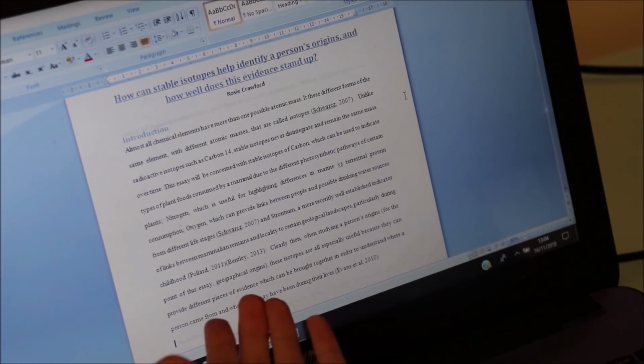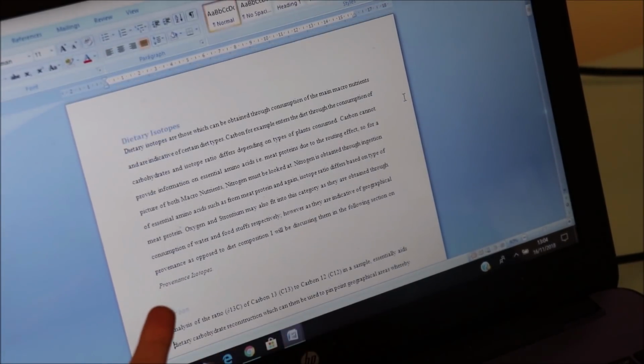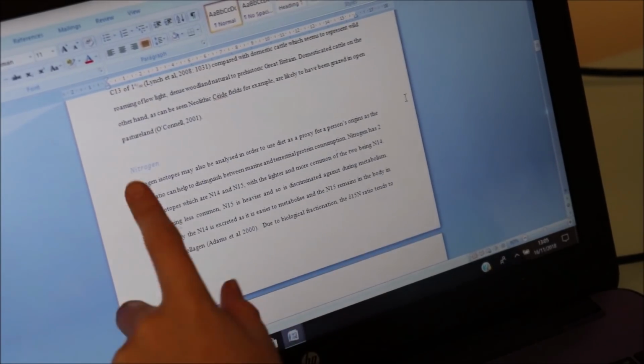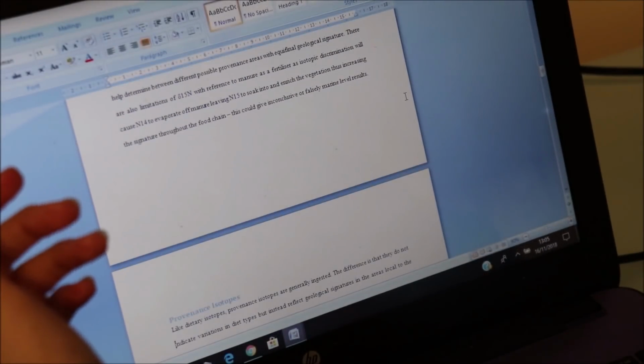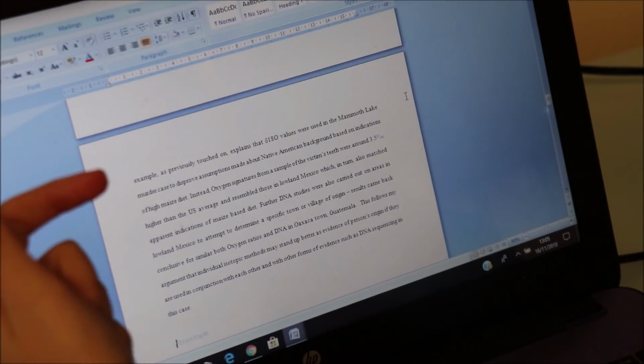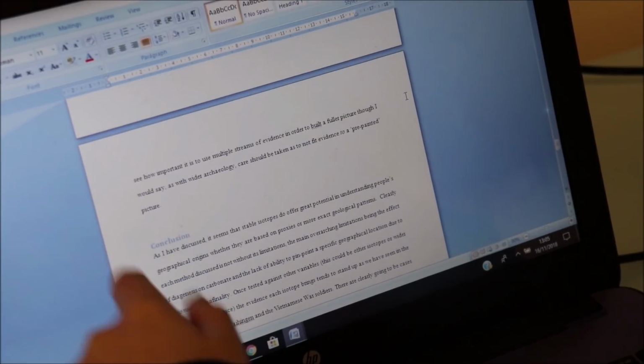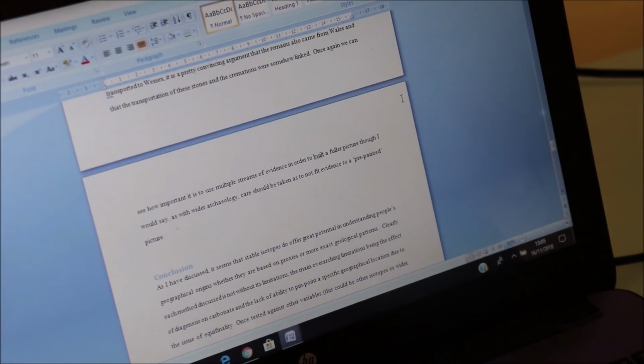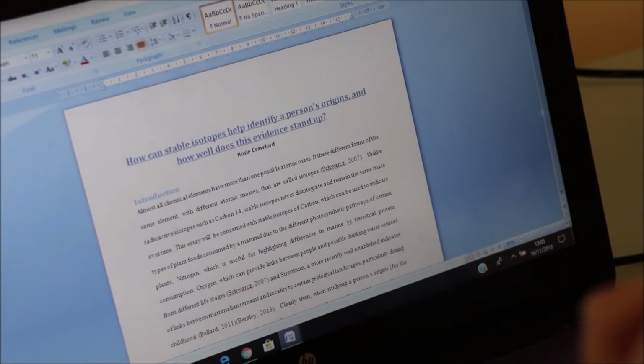I have my introduction, dietary isotopes introduction, carbon section, I missed that, nitrogen section, provenance isotopes, oxygen, strontium, conclusion, and my references. And all of that comes to 3,110 words, which is too many words, but oh well. The thing with Oxford essays is they're just kind of something to revise from and for the tutor to see that you've got it, so it doesn't matter too much that it's not to the word count.